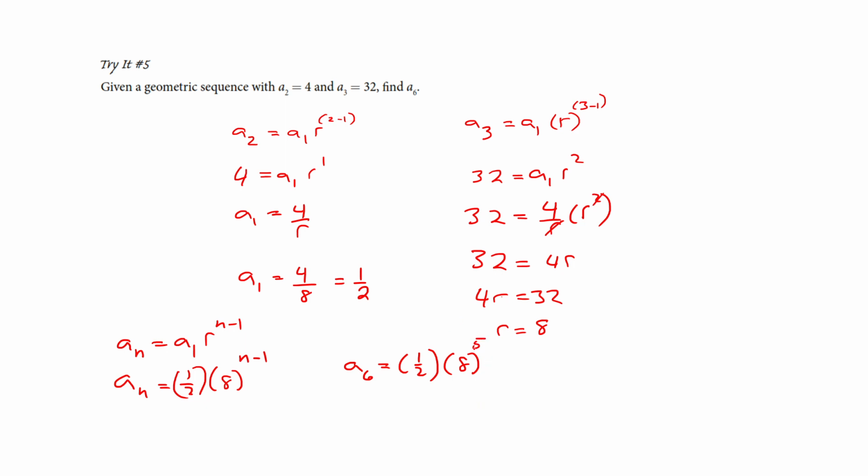Okay, so let's crunch this. It turns out to be 16,384. We do 8 to the 5th. Remember, order of operations: Please Excuse My Dear Aunt Sally. We've got to do exponents first, 8 to the 5th, and then multiply that answer by 1/2. And there we go.